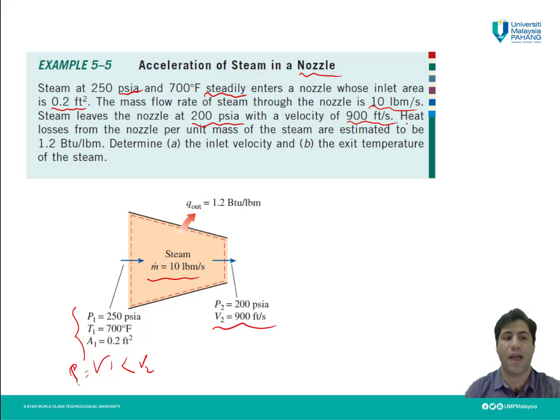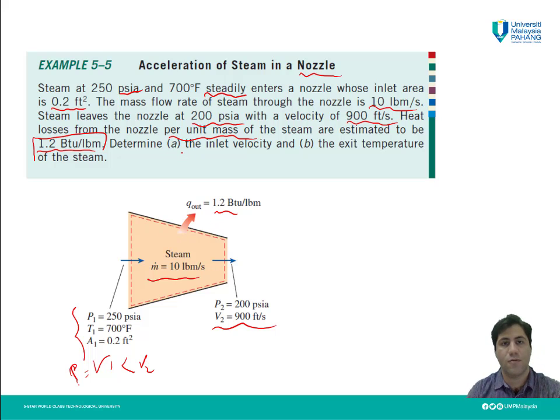For this nozzle also, we have heat loss from the nozzle per unit mass of the steam, which is 1.2 BTU per pound. As we discussed earlier, generally we assume that we don't have any heat transfer for the flow in a nozzle or diffuser. But here it is mentioned that, maybe because of the high temperature of the flow or the low velocity of the flow in the nozzle, we have a small heat transfer from the steam in our control volume to the surroundings, equal to 1.2 BTU per pound. So here we have heat transfer also, and we need to take notice of this in our calculations.